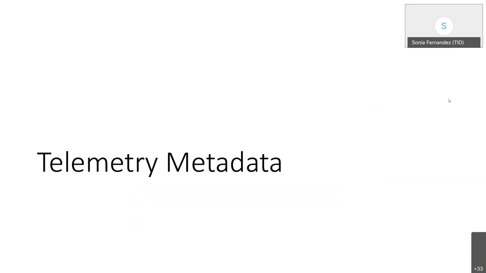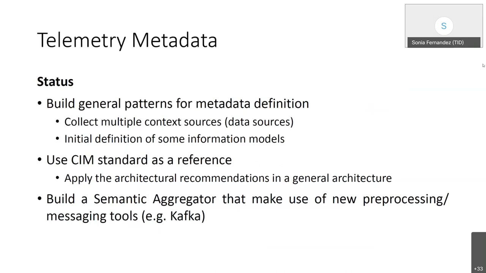So now, once the base for this work is present, we are going to see the initial steps we went through for applying this to the telemetry metadata. One of the final goals we have for implementing this work is trying to build generic patterns for metadata definition. However, until reaching these general patterns, we first start collecting multiple context sources that we will have available in different scenarios, and an initial static definition of some information models for the context sources that we identify.